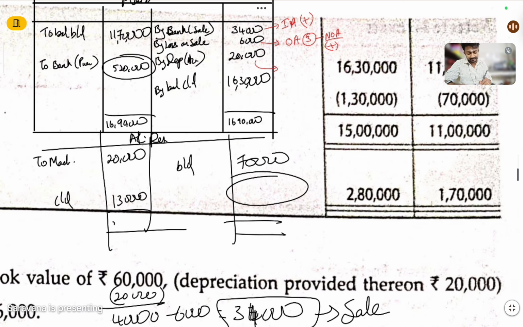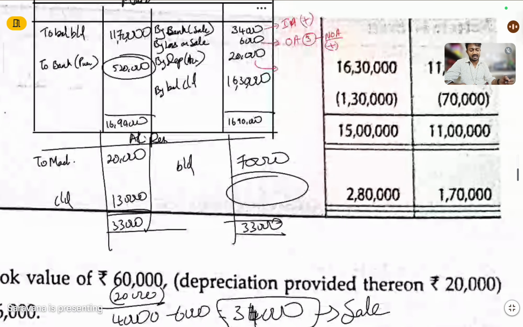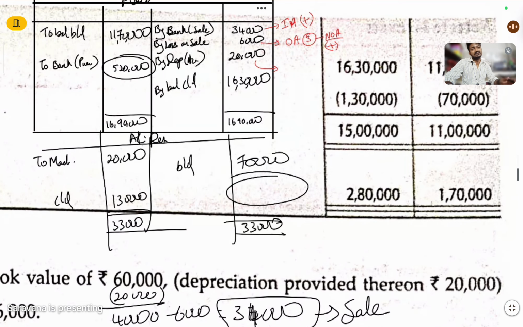What is the balancing figure? Accumulated depreciation. 33 total, minus 7,000. So 70,000 only should be taken. Okay, so what is the total? 70,000.